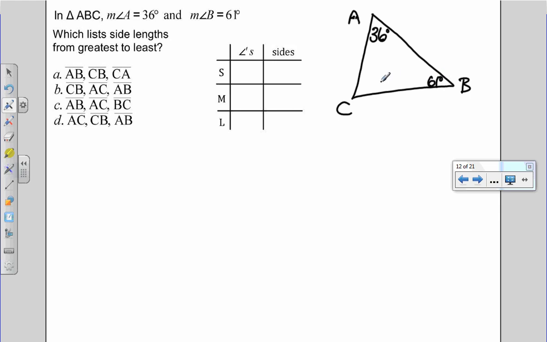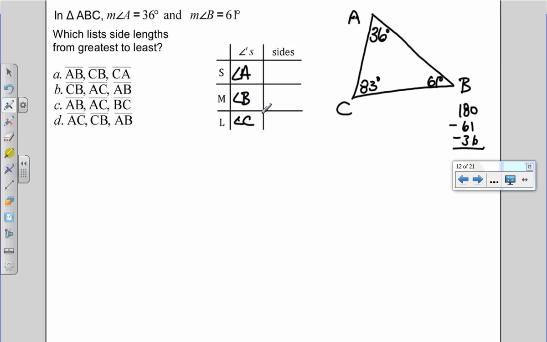We've got to find angle C, so I'm going to do 180 subtract 61, subtract 36. The missing angle is 83 degrees. We're going to do small, medium, large. Which one's smallest? Angle A. Which one's the medium? Angle B. Which one's the largest? Angle C.